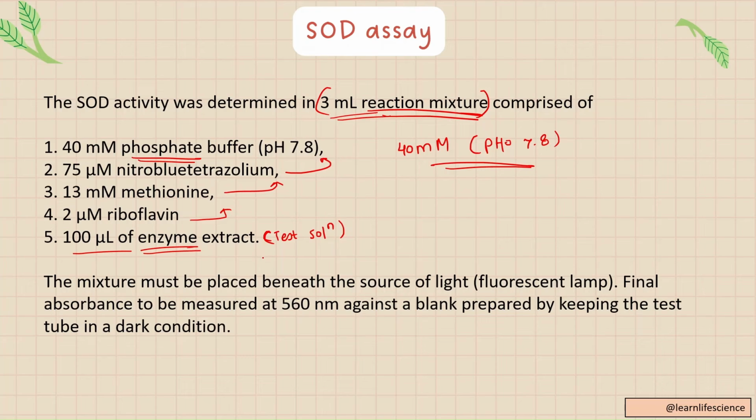Now you will have to simply place the mixture beneath a source of light. You can simply place it under a fluorescent lamp for around 30 minutes. After 30 minutes you will have to measure the absorbance at 560 nm, because we have seen that upon exposure to light there will be production of formazan, which is a blue colored complex. So it is going to show absorbance at 560 nm, against a blank which is prepared by keeping the test tubes in dark condition.